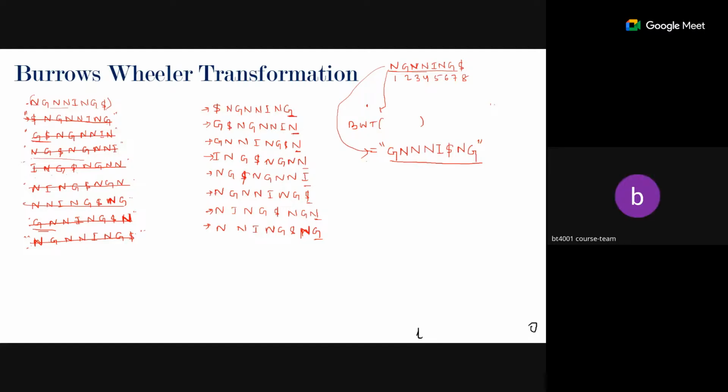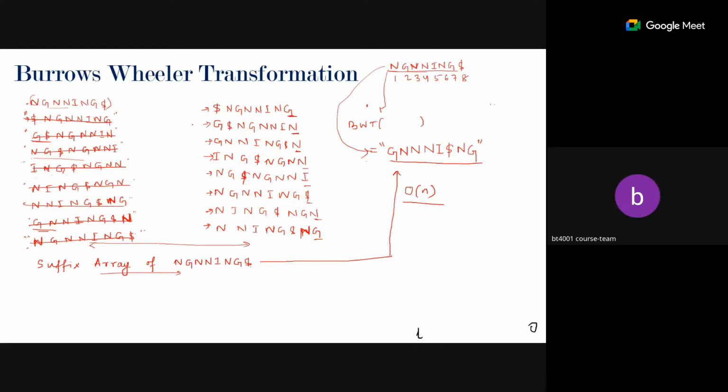So this is the Burrows-Wheeler transformation of the original string. Now the question is, to do it faster, I told you that there is another way to compute this Burrows-Wheeler transformation fast without actually performing all of this. For that, what you will need is the suffix array. If you have the suffix array of a given string, NGNNING dollar, then can you compute the Burrows-Wheeler transformation in order of n time complexity?